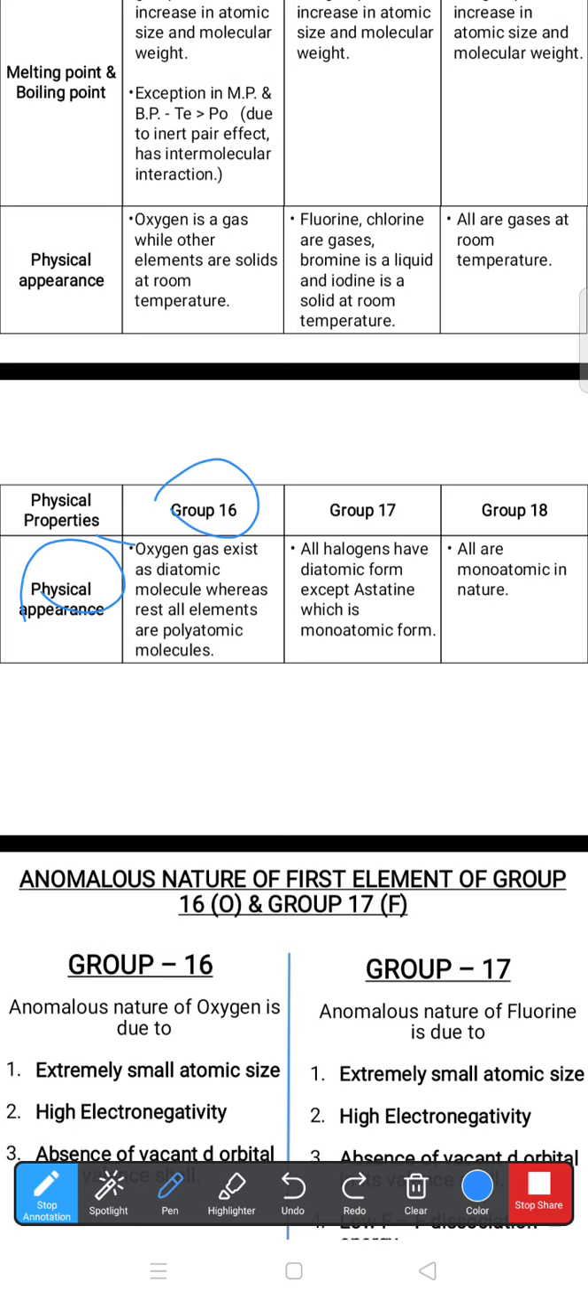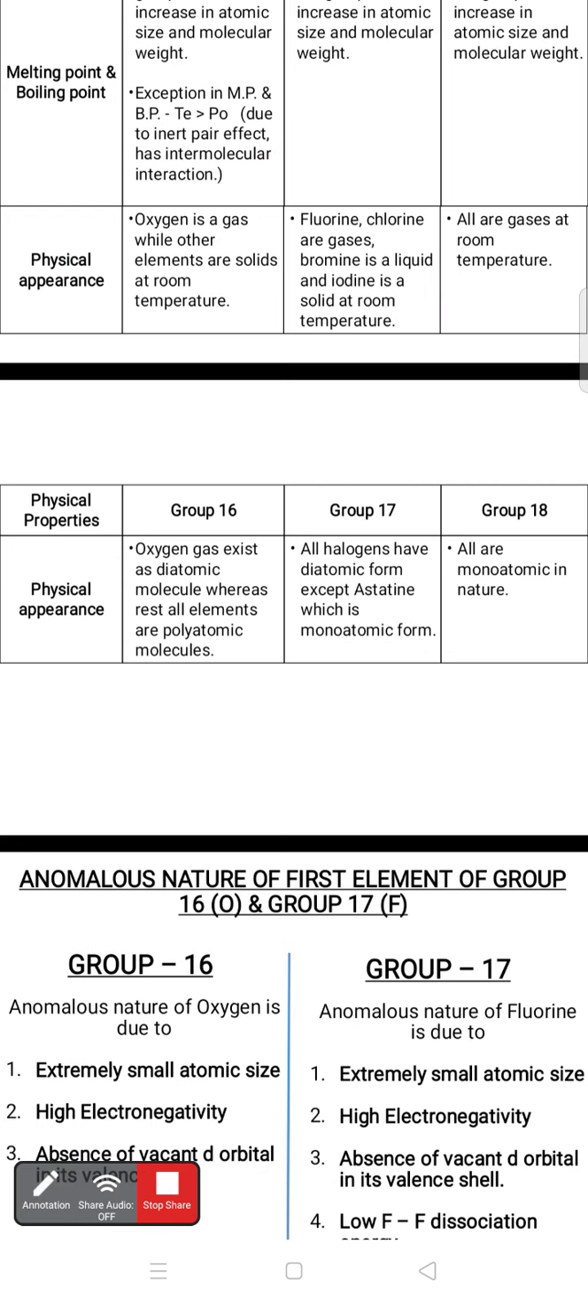Then in case of group 17, all the halogens have diatomic form except astatine, which is monoatomic. In case of group 18, all the elements are monoatomic in nature. So it is the major comparison between group 16, 17 and 18 about their physical properties.